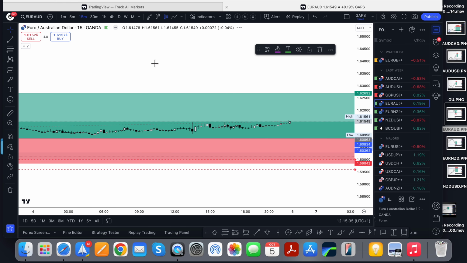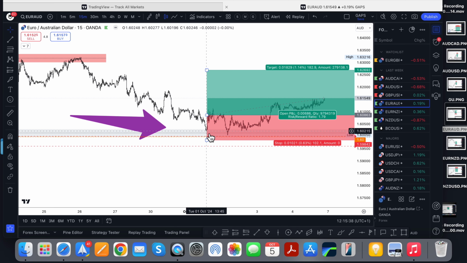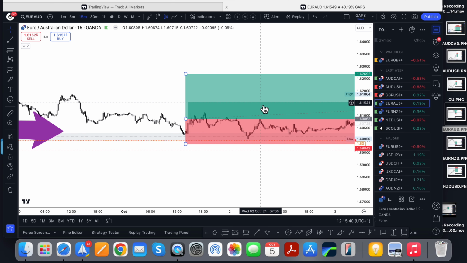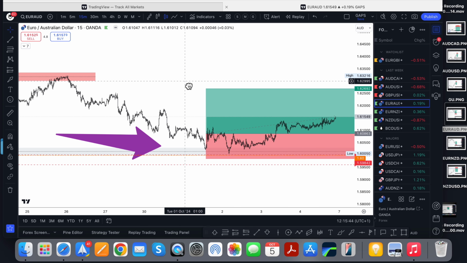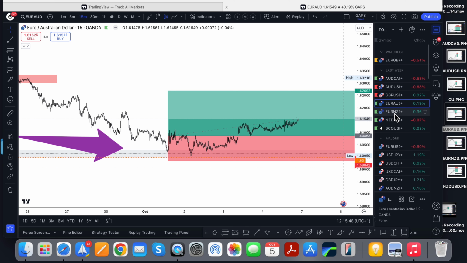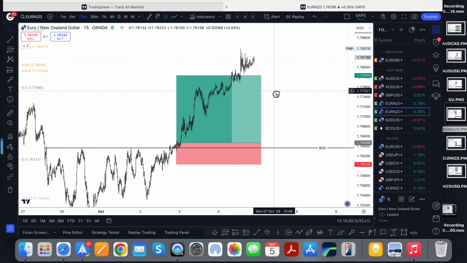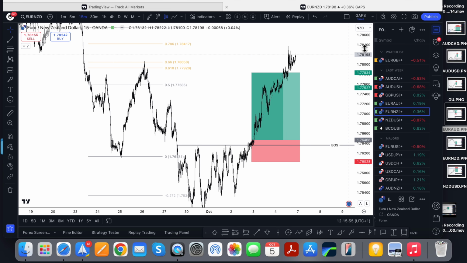And if you drill down to the 15-minute, you can see here it was exactly bouncing off this support zone. So that's a perfect entry there, and it's a trade that's still playing out, so it's still active. So the next one was Euro New Zealand. So this is a great trade actually to show here.